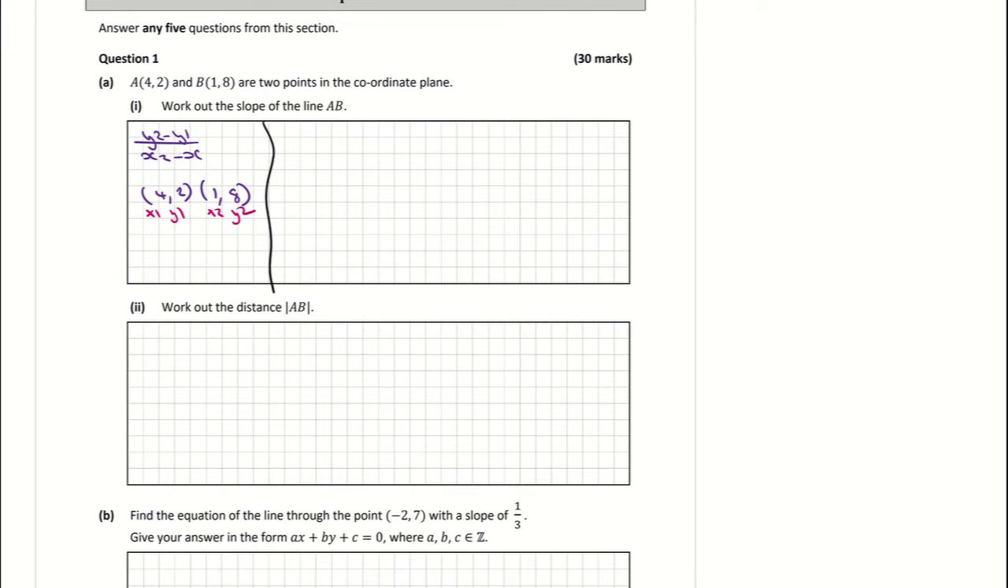Filling in my formula now, I have my y2, which is 8, subtract my y1, divided by my x2, subtract my x1. So that's giving me 6 over negative 3, which is giving me a slope, or m for slope, of minus 2.